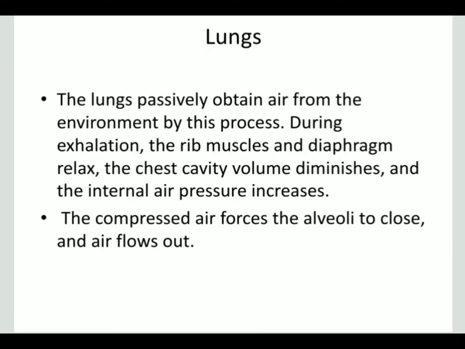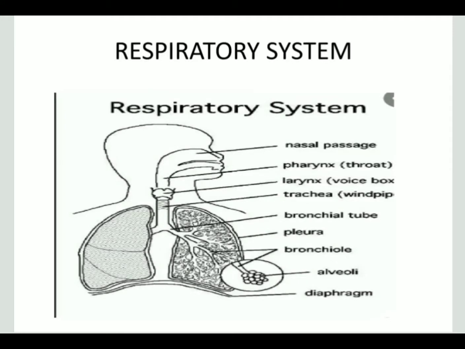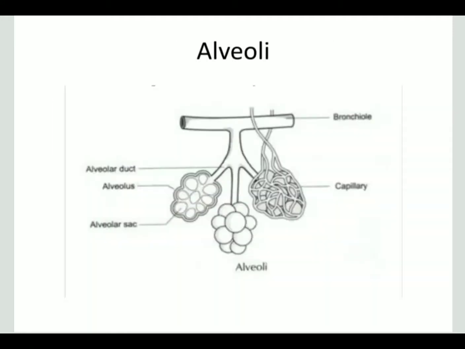During exhalation, the rib muscles relax. So this is the alveolus. In the structure, the bronchus divides into the capillaries. You can see the alveolar duct and the alveolus, which help in the exchange.